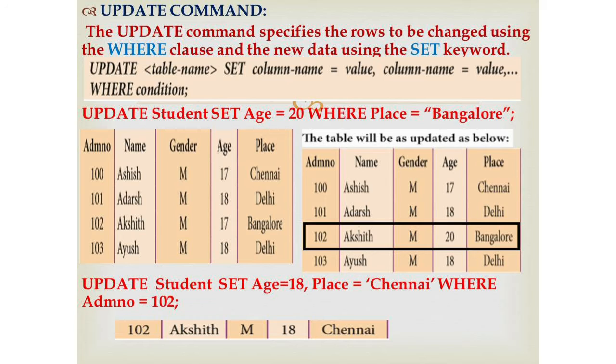So what do you want to change? His age is 17. You want to change that age to 20. See, after updating, you can see that for admission number 1 or 2, Akshit M, the age is changed to 20.